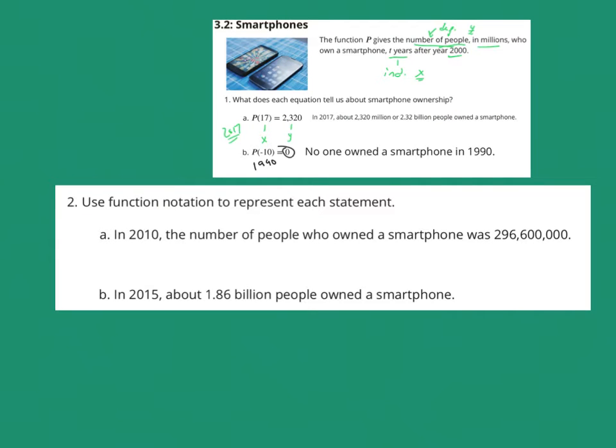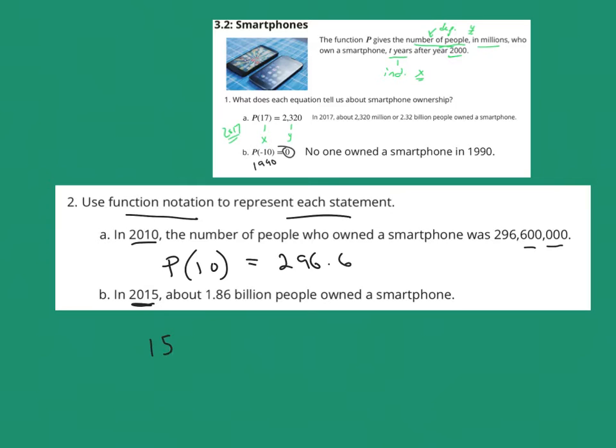Now what they want me to do is go in the reverse direction, right? Use function notation to represent each statement. So in 2010, that's 10 years after 2000. So I guess that's going to be P of 10. The number of people who own a smartphone was, let's see, now we have the millions there. So that's 296.6 million. So that equals 296.6.